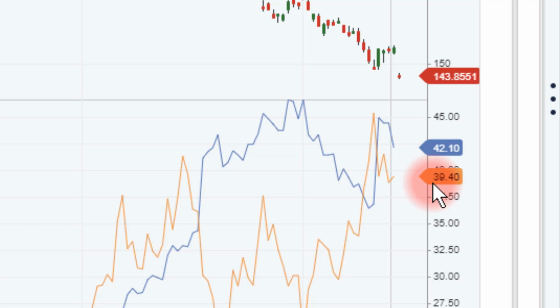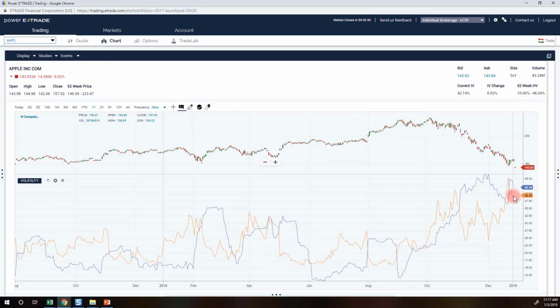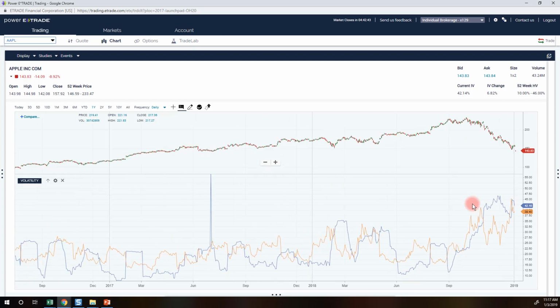So on one hand, we could say, relatively speaking, that the options are fairly cheap compared to the volatility being delivered by the stock. The stock's generating 42%, but we're only paying for 39.4%. That's one consideration to look at. However, there's another one. Let's look at it in absolute terms.